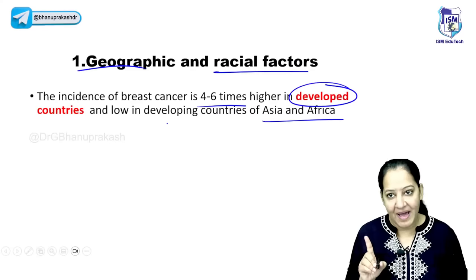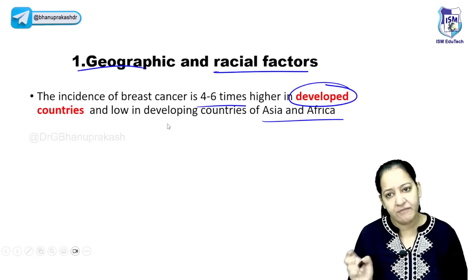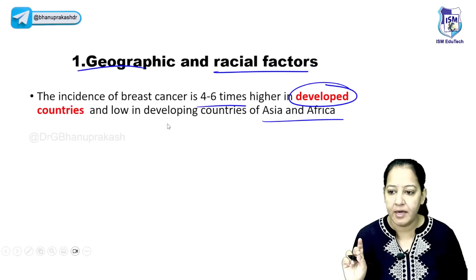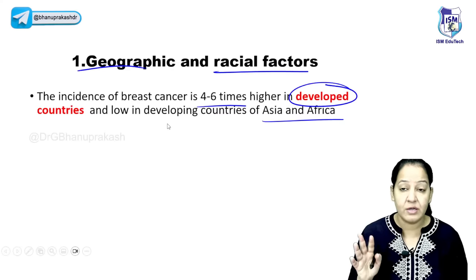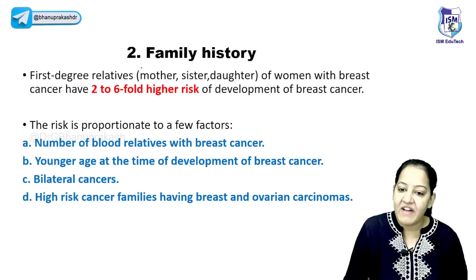The reason is late marriages and nulliparity. In Western culture, in developed countries, late marriage is very common and nulliparity is also very common. I will tell you the reason why late marriage and nulliparity may be a risk factor for breast cancer. Coming to the second one, the family history.